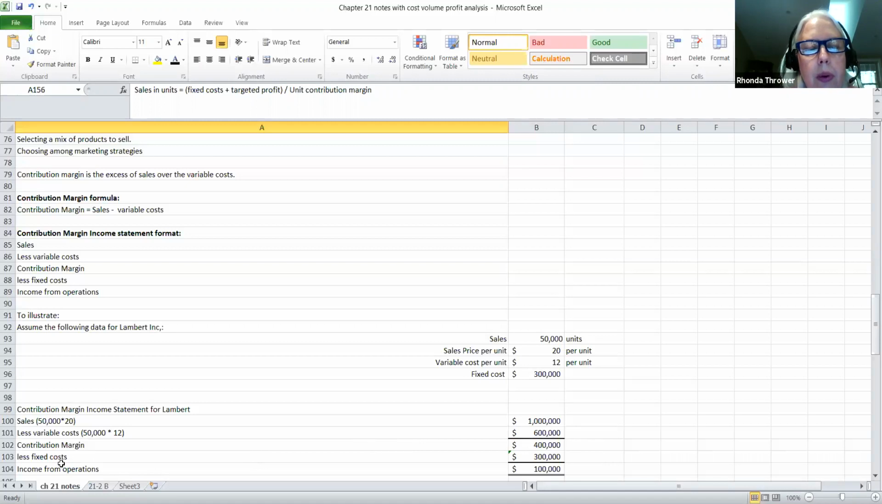Now we're going to back out our fixed cost. Our fixed costs were given to us at $300,000. So the difference between my fixed cost and my contribution margin is the income from operations. So if this company sells 50,000 units at a selling price of $20, and it has variable cost per unit of $12 and fixed cost of $300,000, we can expect to have a profit, or an income from operations, of $100,000.